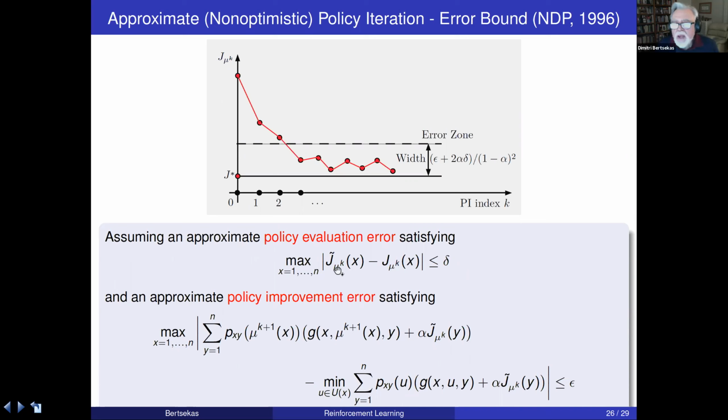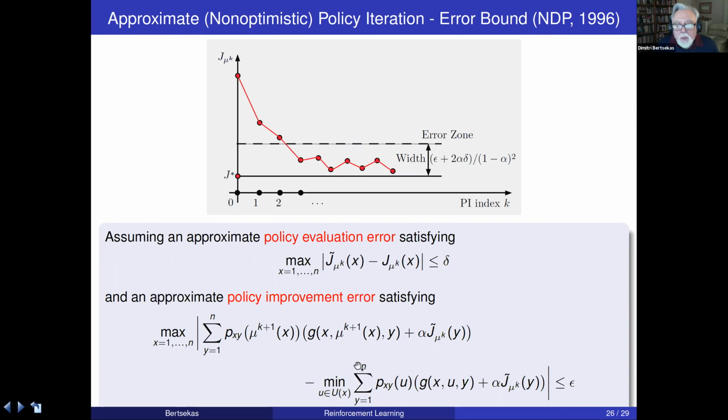Now, this may not be the same because of neural network approximations, because imperfect simulation, and so on. We don't examine the source of the error, but we assume that the error is within delta, maximized across states. We also assume a policy improvement error. So this is the error in the policy evaluation operation. In the policy improvement error, we minimize this expression.